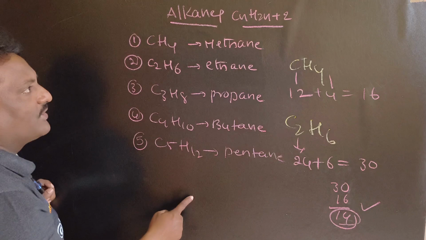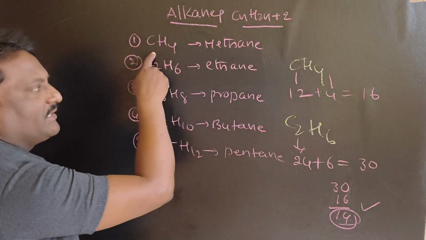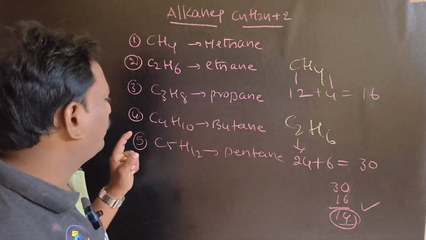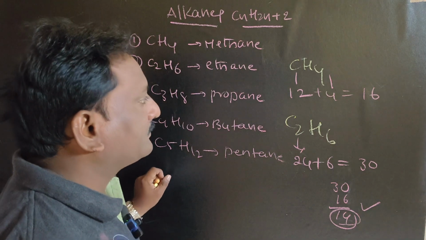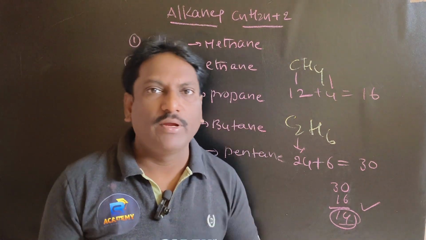The alkane homologous series has the general formula CnH2n+2. The first member is methane, the second is ethane, the third is propane, the fourth is butane, and the fifth member is pentane. These are the homologous series of alkanes. Make a note.